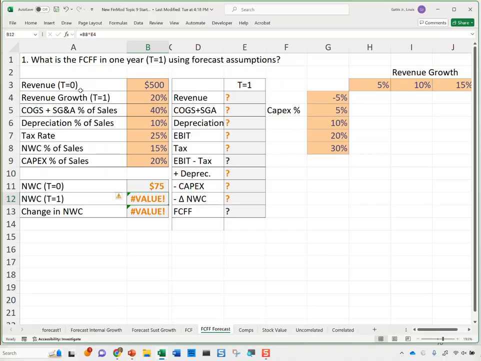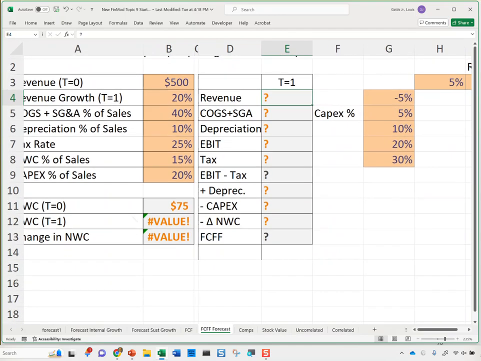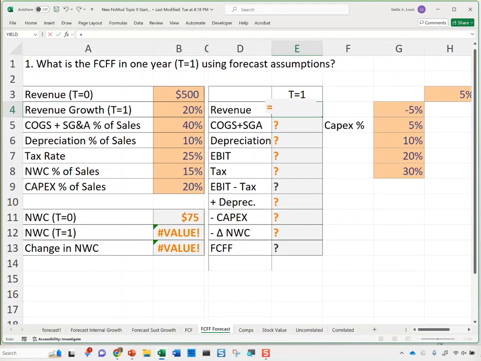And what you see is we have to forecast year one. So you can think of year zero as today or just completed. Year one is 1 year from now. So what is my revenue 1 year from now? Well, if last year's revenue was 500, I'll multiply times 1 plus the growth rate. COGS is going to be 40% of sales.